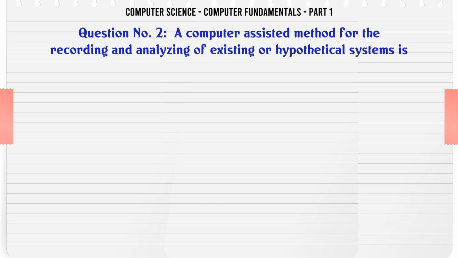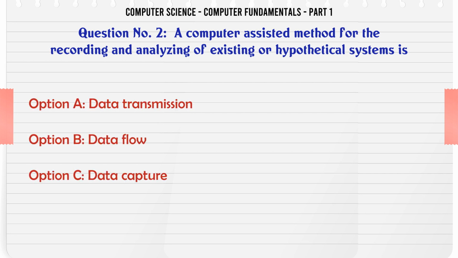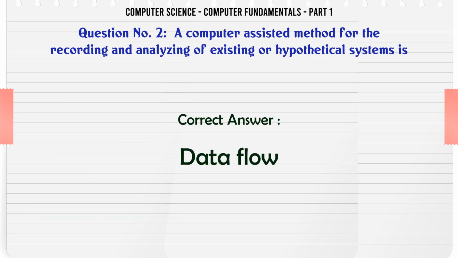A computer-assisted method for the recording and analyzing of existing or hypothetical systems is A. Data transmission, B. Data flow, C. Data capture, D. Data processing. The correct answer is data flow.